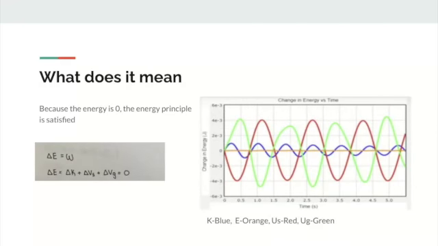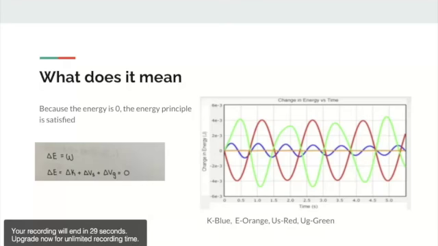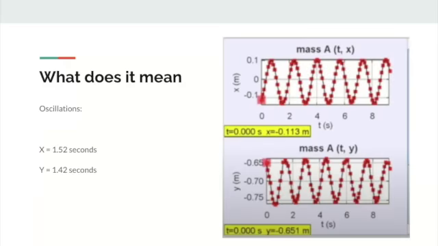Overall, the energy principle is satisfied. Total energy is shown in orange and is equal to 0. Kinetic energy is shown in blue. Potential spring energy is shown in red, and the potential gravitational energy is shown in green. You can clearly see the oscillations and the relationship between the spring energy and the gravitational energy. Comparing the oscillations, y has an oscillation of 1.2 seconds and x has an oscillation of 1.42 seconds. This is due to the fact that there are spring and pendulum forces acting in the x direction.